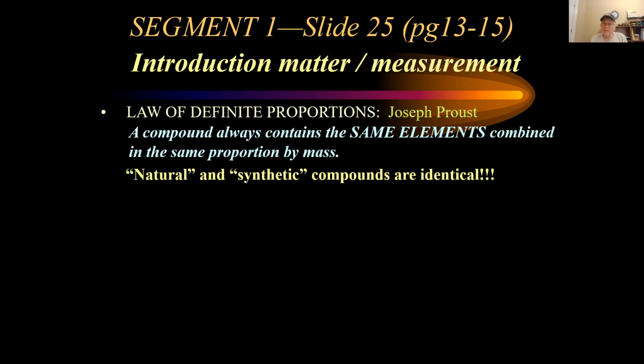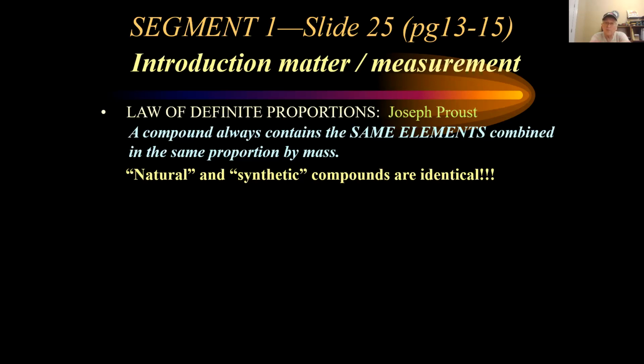Now, the result of this is that matter is the same no matter where you find it. If you've got table salt, it's going to be the same no matter where it's located. Water is the same whether it's in a puddle, in the ocean, water vapor in the air, or rain water. It's always going to contain only hydrogen and oxygen, and the ratio will be 8-to-1 by mass. There'll be 8 times as much mass of oxygen as there is mass of hydrogen in water.